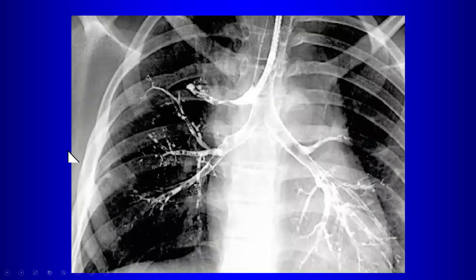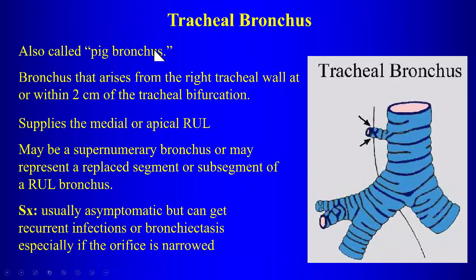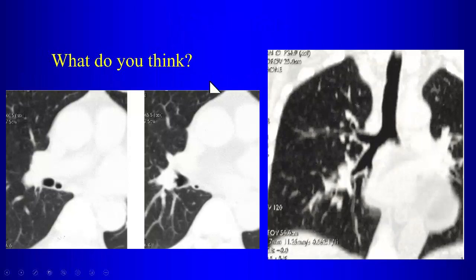A bronchus coming off the trachea is called a tracheal bronchus, sometimes also called a pig bronchus, although I don't think pigs have this anatomy. Most commonly it arises from the right paratracheal region supplying the apical segment of the right upper lobe. It may be a supernumerary bronchus, or may represent replacement of the right upper lobe segmental bronchus. Usually asymptomatic, but can get recurrent infections or bronchiectasis. Also, if the patient gets intubated, that can result in atelectasis in the part of the lung that is supplied by the tracheal bronchus.